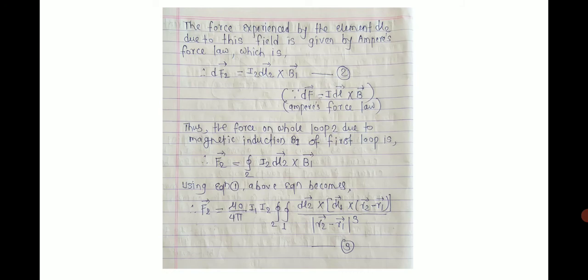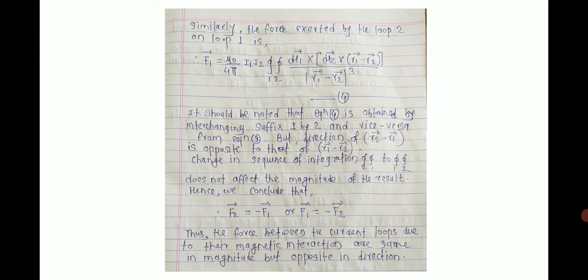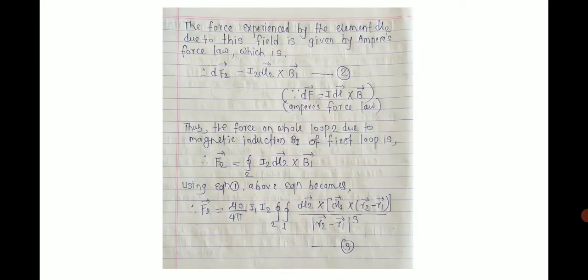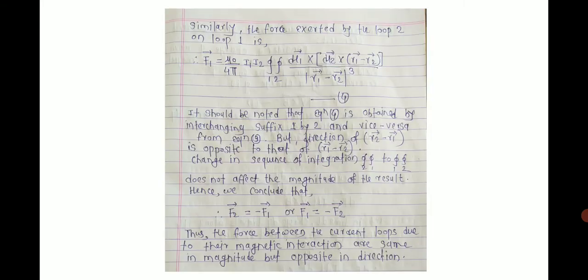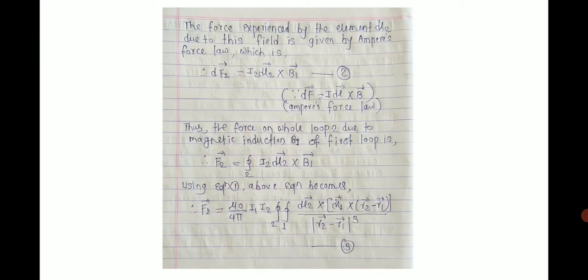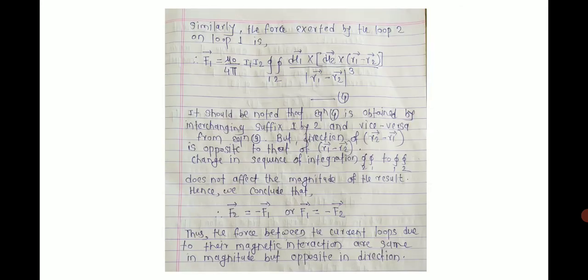This is the F2 equation, this is the force F2 and this is the force F1. Similarly we write the equation for F1, only changing the suffix: 1 is replaced by 2 and 2 is replaced by 1 in equation number 3, and equation number 4 is F1. Let's see the two equations, F2 and F1. Magnitude will be the same but direction will be opposite, because this is R2 minus R1 and this is R1 minus R2. The direction will be changed.